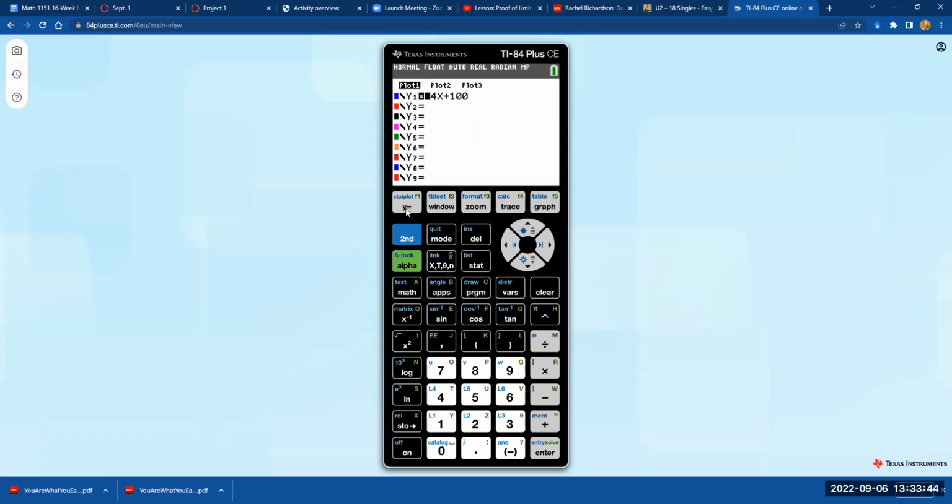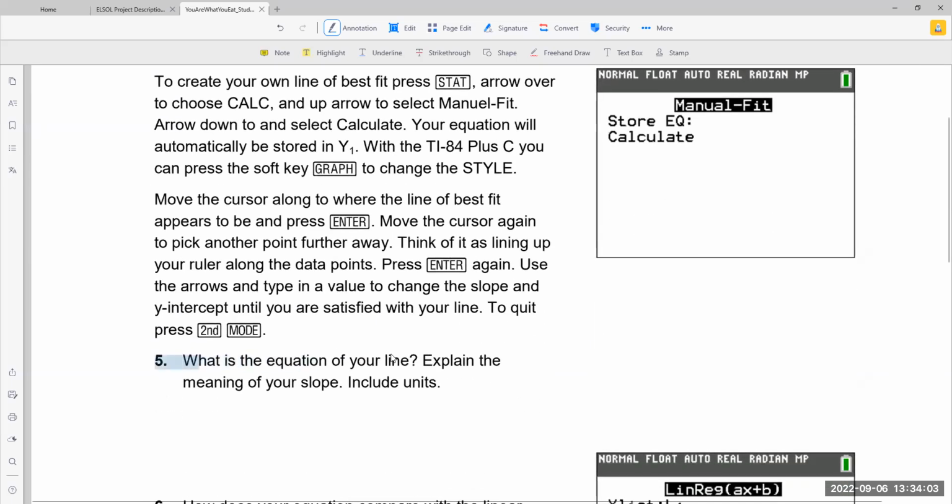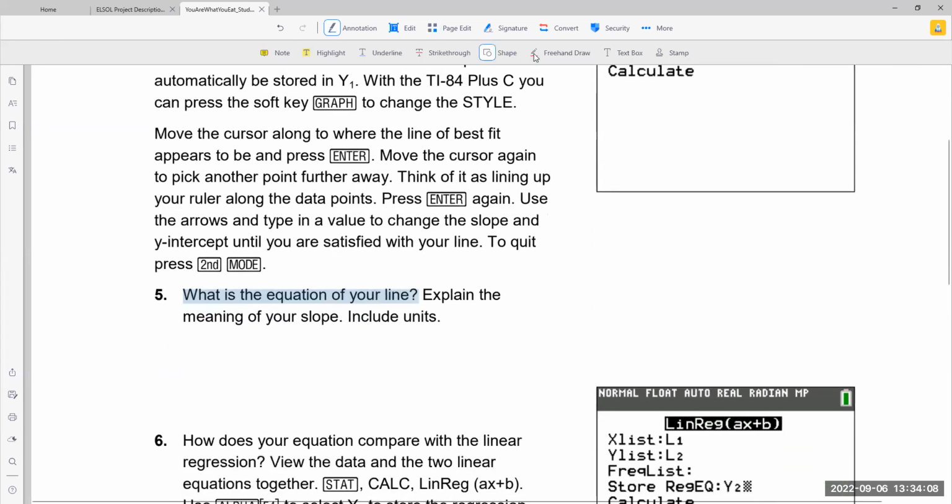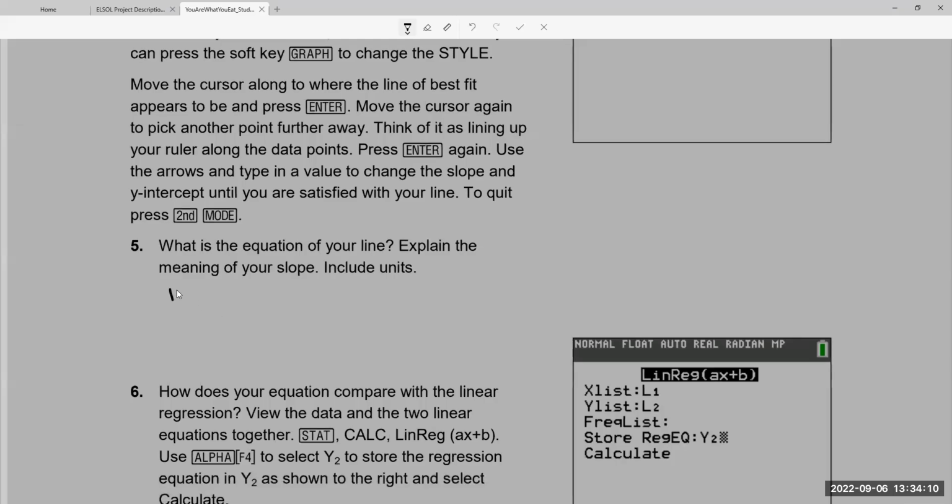And it's also stored over here. Okay, so it's not the greatest line of best fit, but let's just say for now that it's gonna do. You might have done a better job. Okay, so what is your equation of your line, and explain the meaning of your slope? So my line was y equal to 14x plus 100.